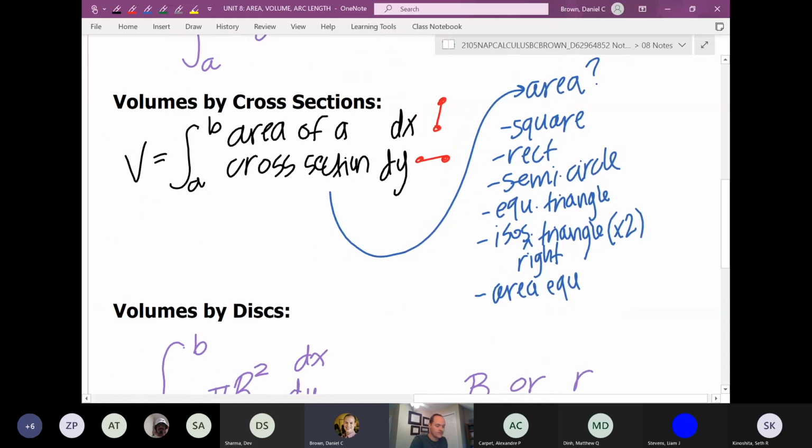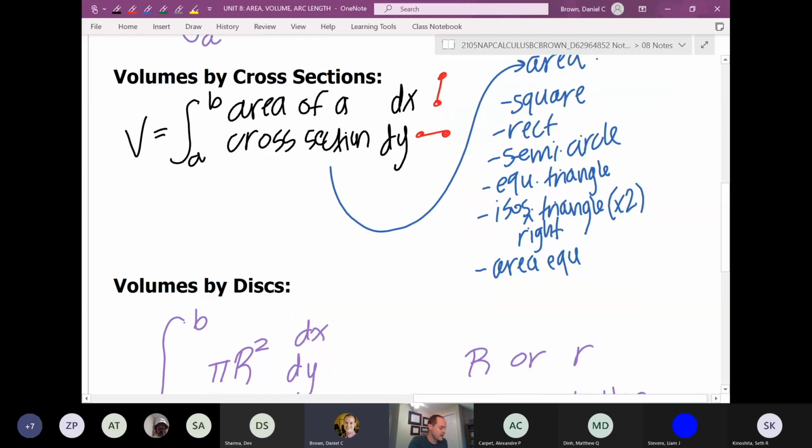And then we moved into volume. The second topic we talked about this unit is volume by cross sections. We know the formula is going to be the integral of the area of a cross section, and we can do that in terms of dx or dy as well. Area formulas I would know for your test tomorrow, you can see them listed: the area of a square, a rectangle, a semicircle, two types of triangles, and if it just gives you the area directly.